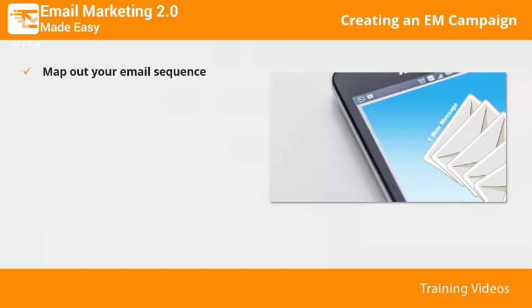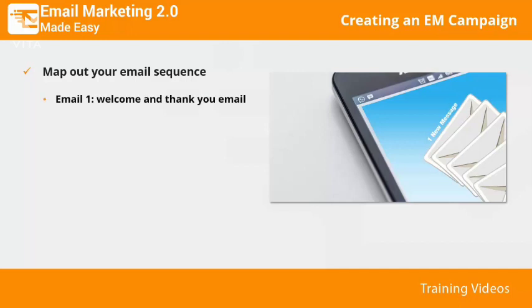Map out your email sequence. In this step, you have to outline your autoresponder sequence, such as how many emails you are going to send, how often, and the content of each email over time. To give you an example, here is a common new subscriber autoresponder sequence.